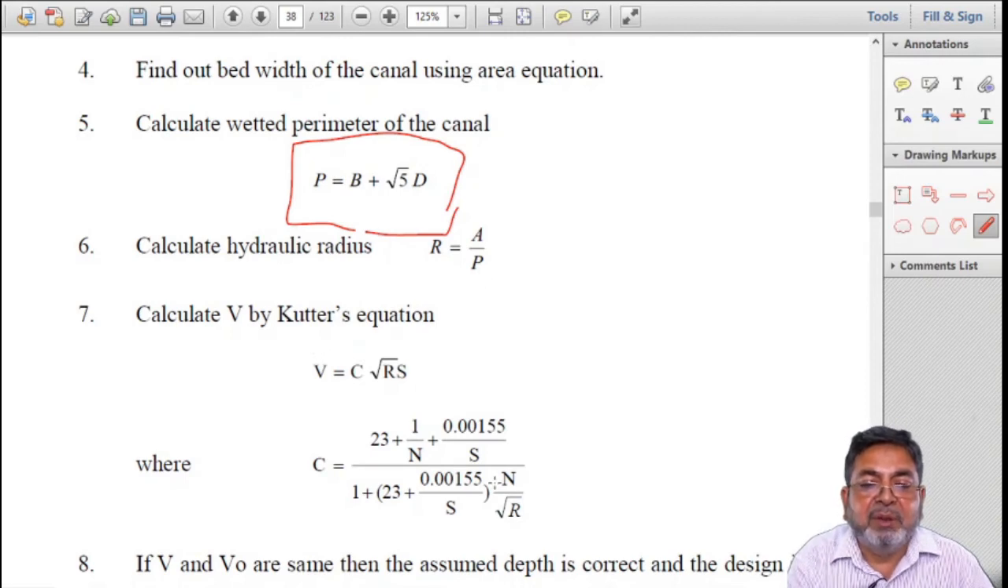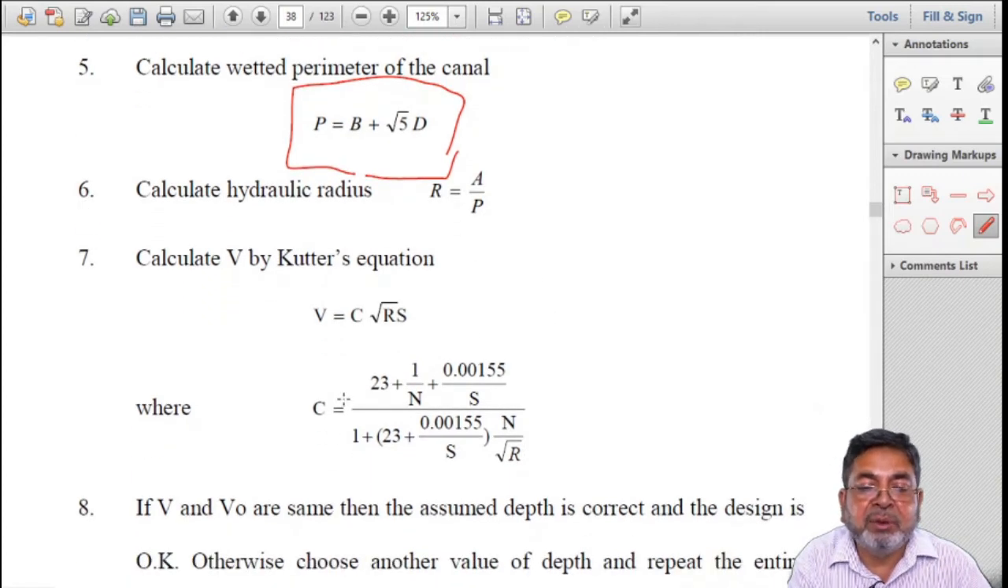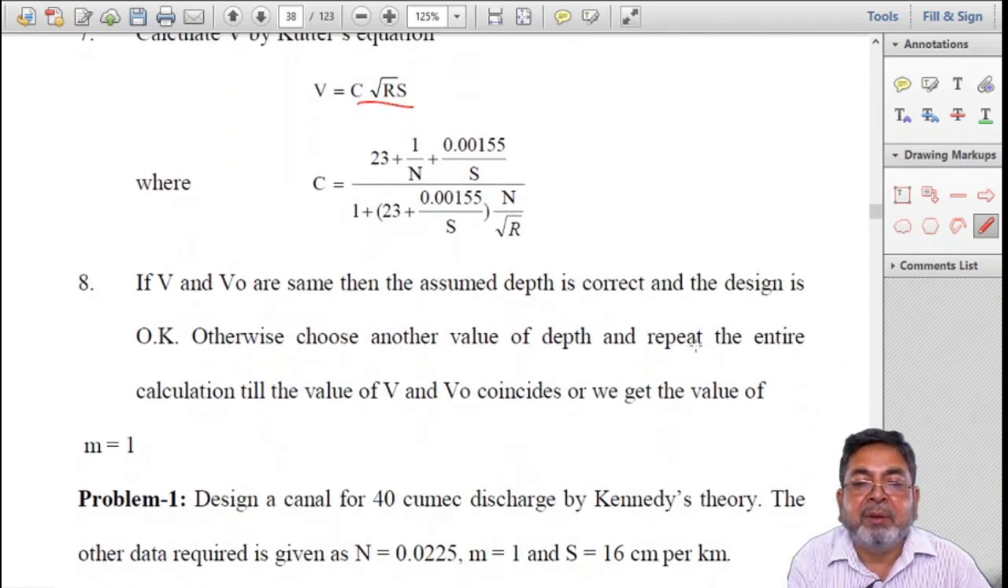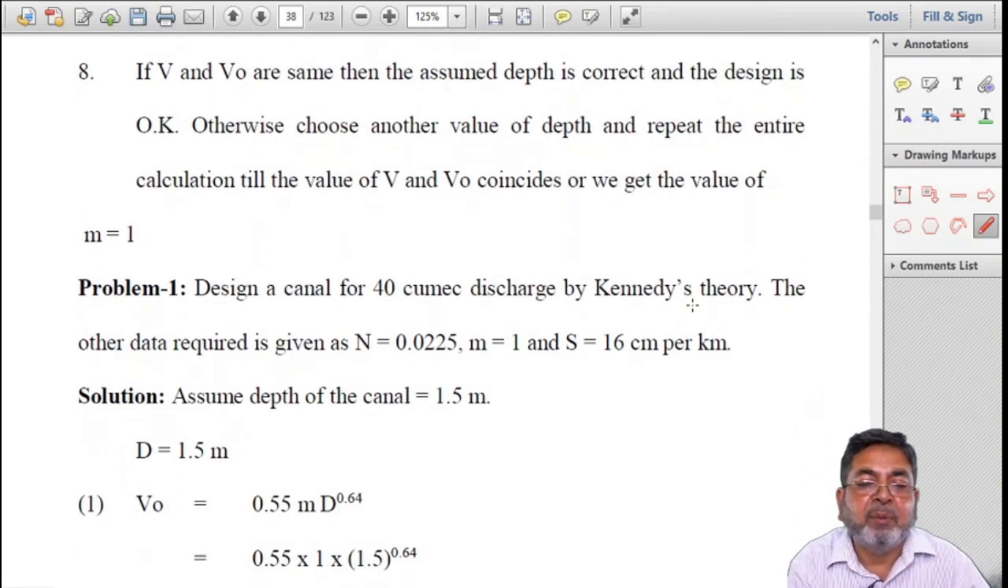So here for determination of C, everything is known to you. The value of S will be given to you in the problem, the value of N will also be given to you in the problem, and value of R, this hydraulic radius, you have just calculated here. So with this equation you can find out C, and putting the value of C and RS, you can find out actual velocity of flow given by Chazy's equation, and this has to be compared with the velocity of Kennedy. Now come to a numerical problem.